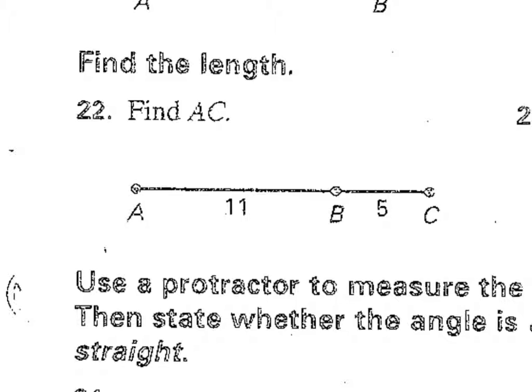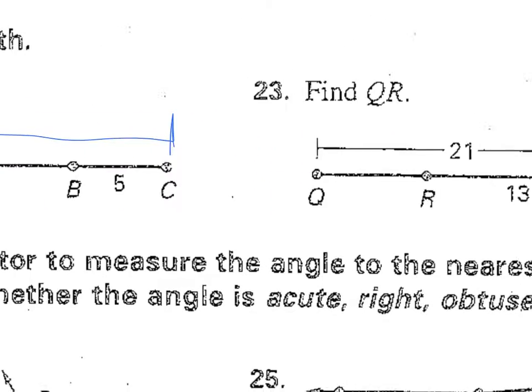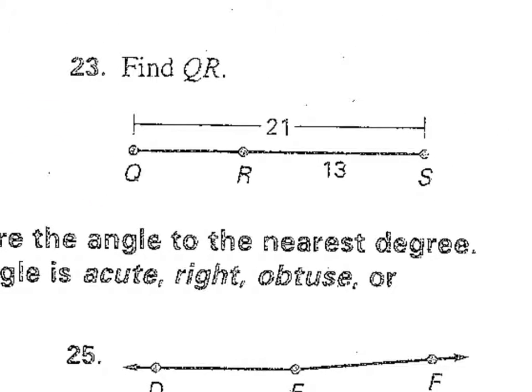In number 22, you want to find the length of AC. So that is the whole thing. I want you to find the length of that. And then in 23, they give us the whole length of QS. They want QR, which is this area here. How do we figure that out? Write your answer on the line.